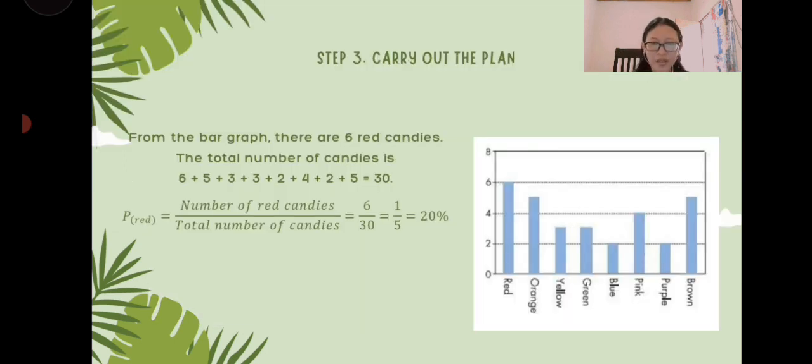The third step is to carry out the plans. We already know that the number of red candies is 6 and the total number of candies is 30. So we just need to plug these values into the formula. P(red) equals number of red candies divided by total number of candies equals 6 divided by 30 equals 1 divided by 5 equals 20%. So the correct answer is B, 20%. Okay, next slide.